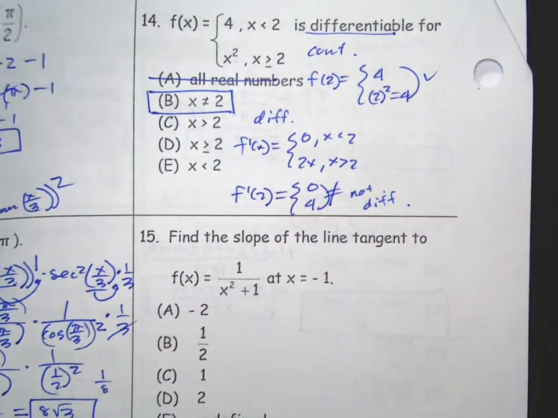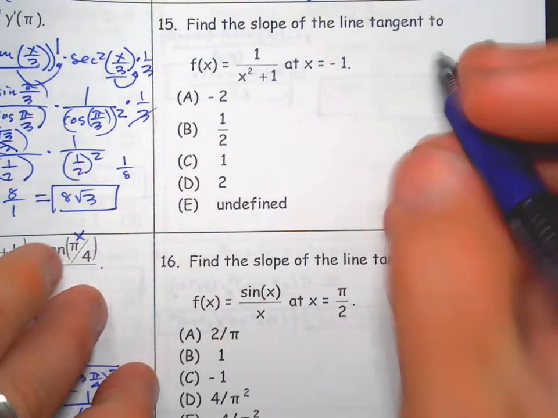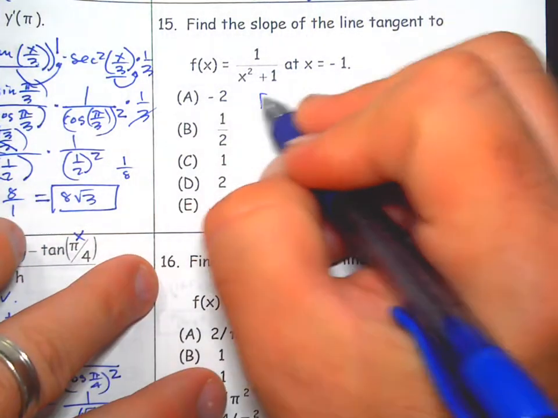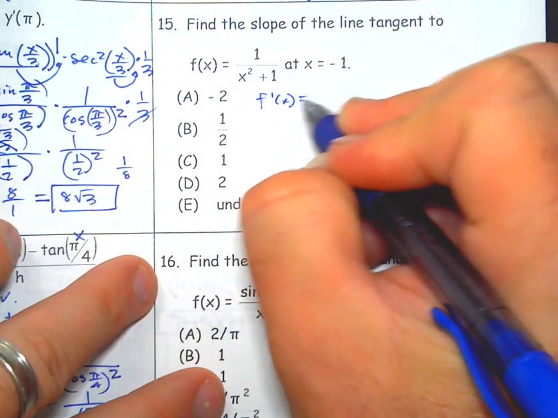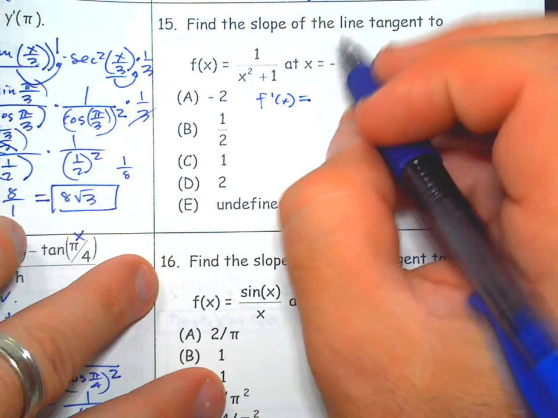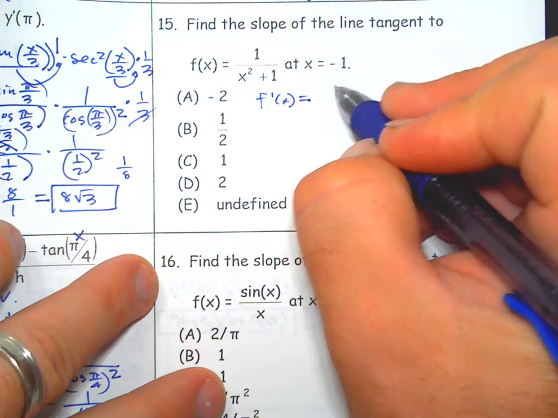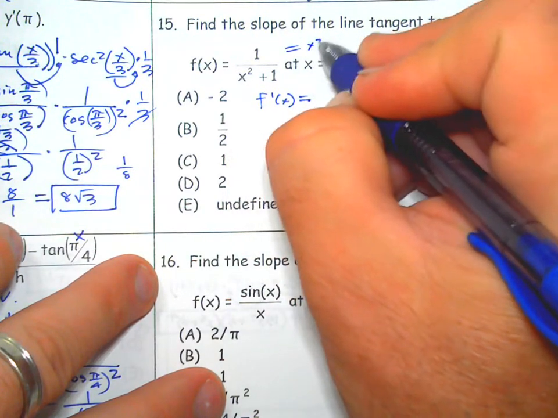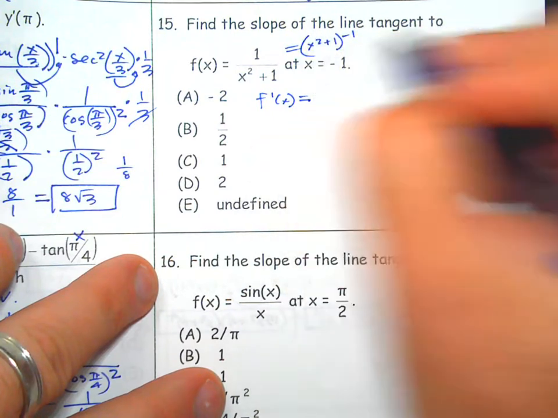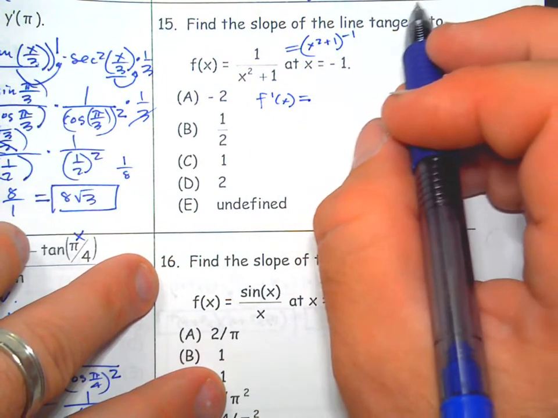There you go. 15, find the slope of the tangent line. So you got to take a derivative. So derivative, we do low d high. Now there's a different way. We could say x squared plus 1 to the negative 1. That might be a little easier.